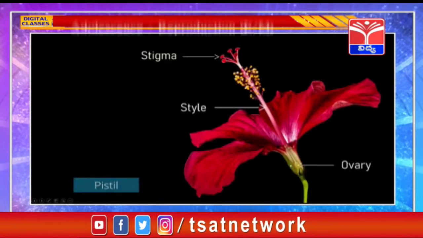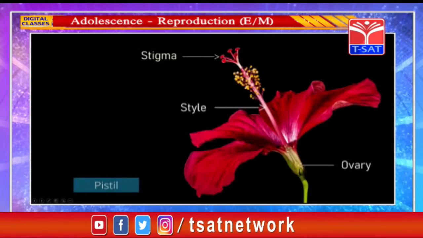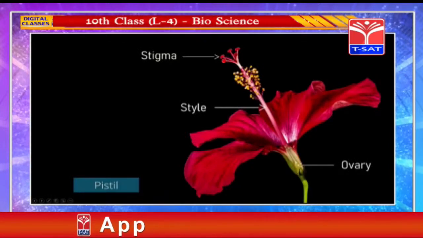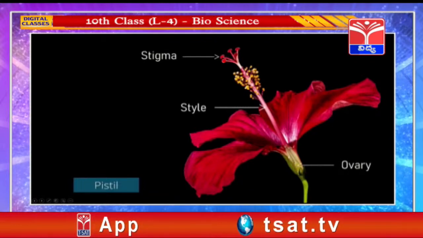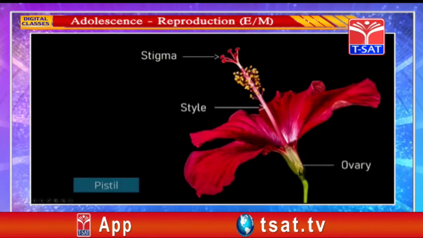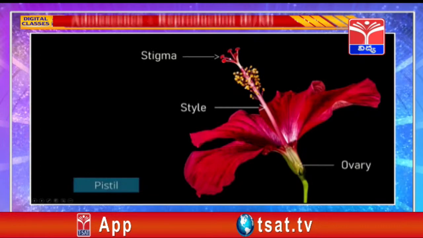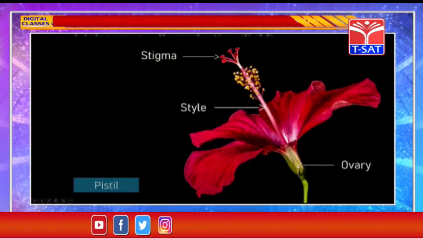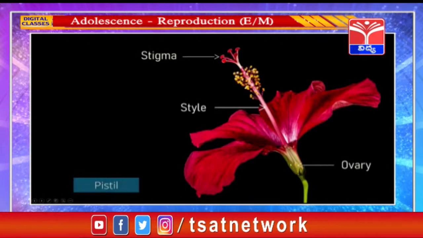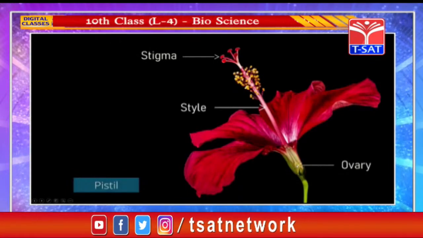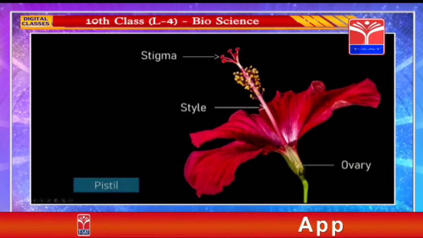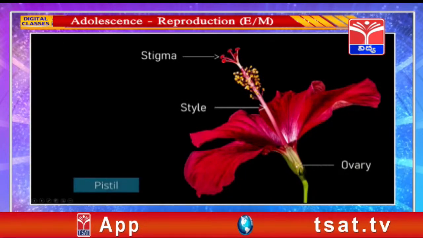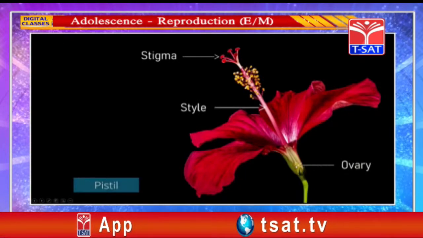Look at this picture carefully. This is the pistil. It has three parts. This is the ovary, this is the style, and this is the stigma of the pistil. The ovary produces ovules. Ovules are the female gametes, and hence it is called gynoecium. So the pistil is also called gynoecium.